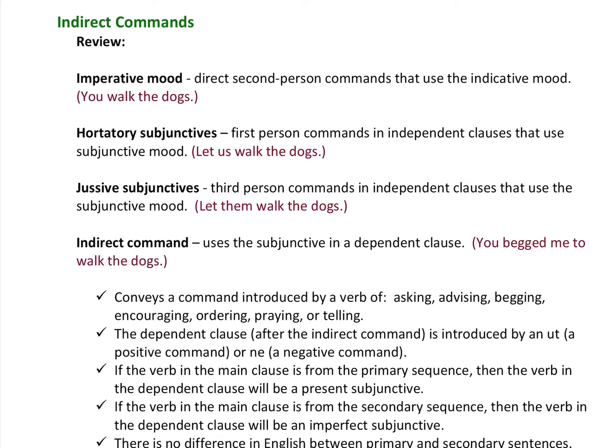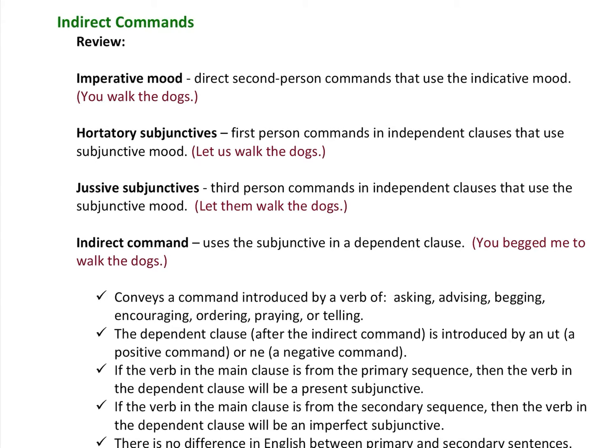And in Latin, we have commands in independent clauses that use the subjunctive mood. The first one you've already learned, it's hortatory subjunctives. It's first person commands in independent clauses that use the subjunctive, let us walk the dogs. And jussive, you remember it's that polite kind of command. It's third person commands in independent clauses that use the subjunctive mood. So let them walk the dogs, right? It's this polite, let them do it.